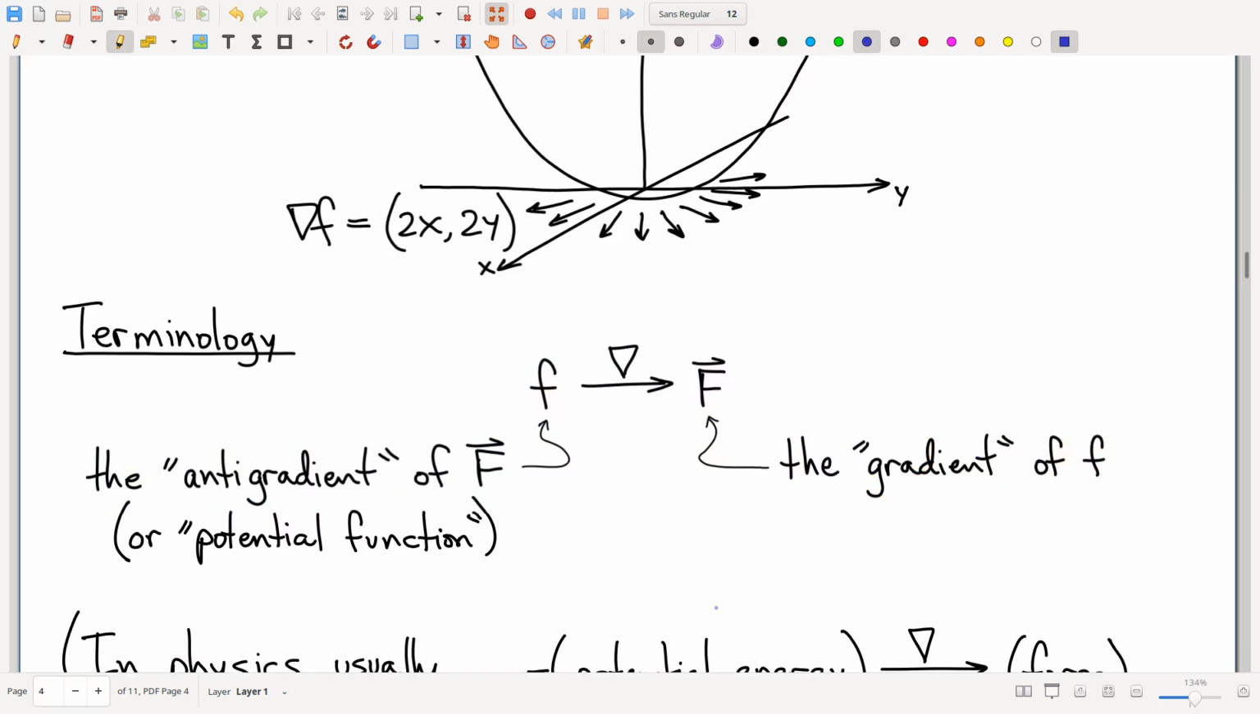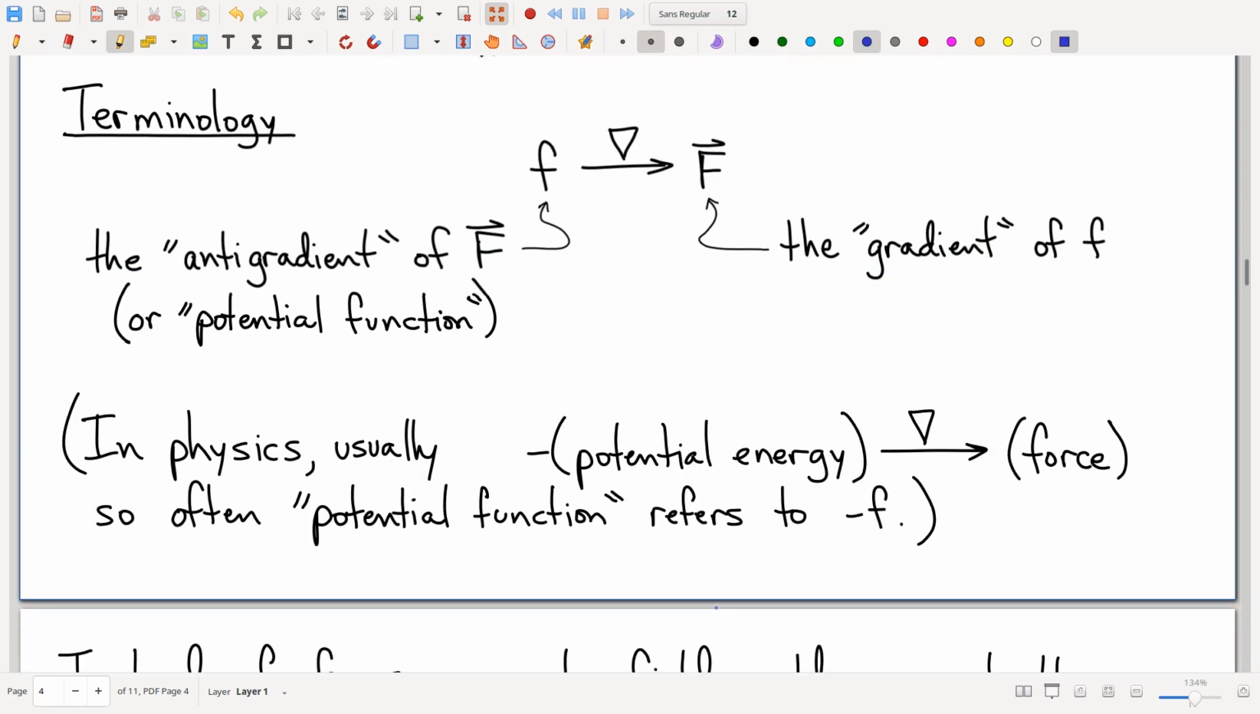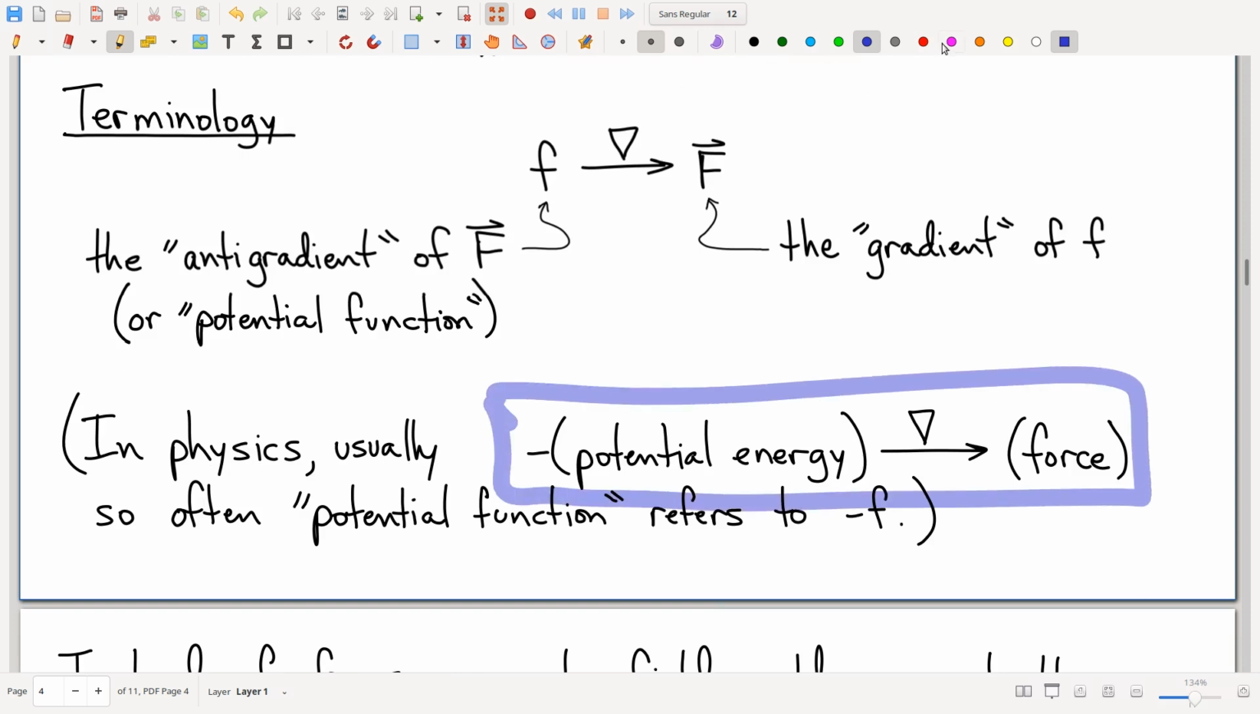Now, that said, here's a little reality of physics. It turns out that if you have a function giving you potential energy, this is just a quick physics aside.